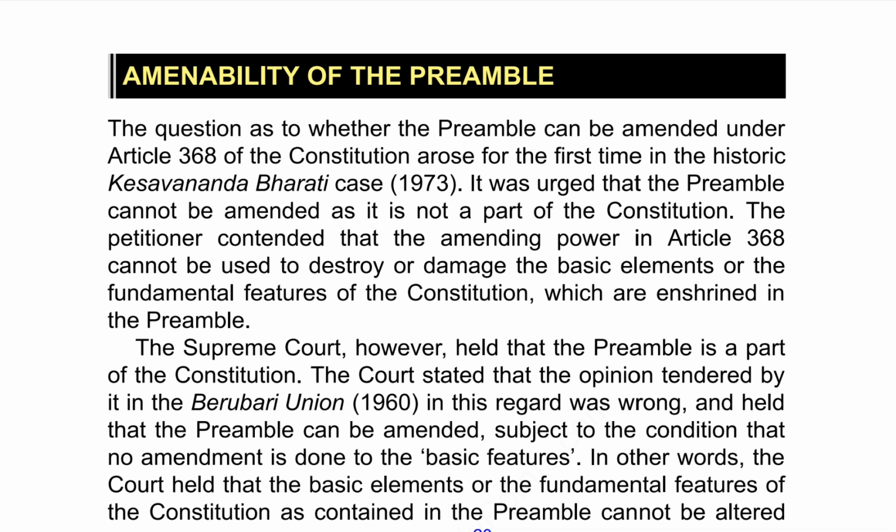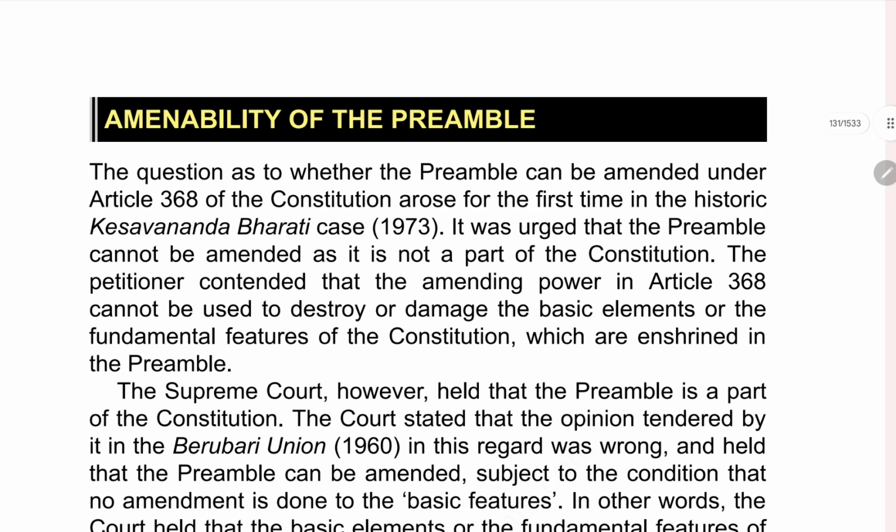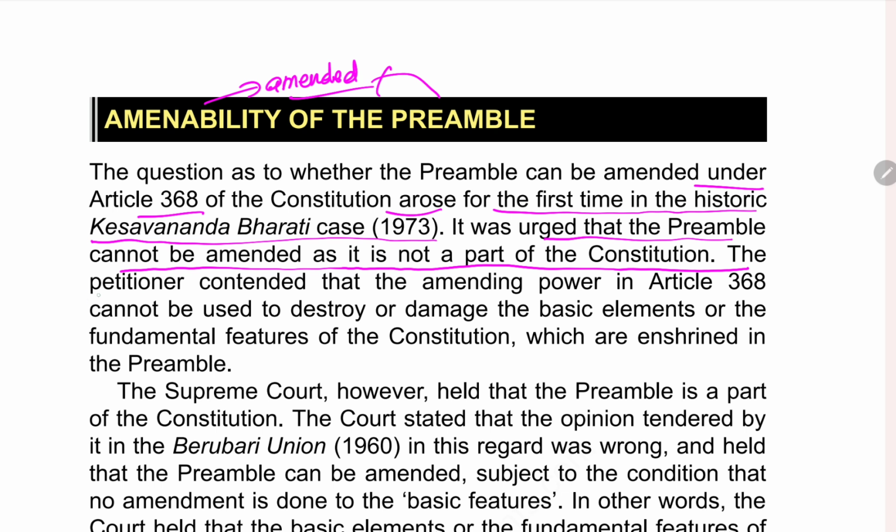Now, the amenability of the preamble: we will see whether the preamble can be amended or not. The question of amendment under Article 368, that is amendment of the Constitution, arose for the first time in the historic Kesavananda Bharati case 1973, because it upheld that the preamble is a part of the Constitution. It was urged that the preamble cannot be amended as it is not a part of the Constitution. The petitioner contended that the amending power in Article 368 cannot be used to destroy or damage the basic elements or the fundamental features of the Constitution which are enshrined in the preamble.